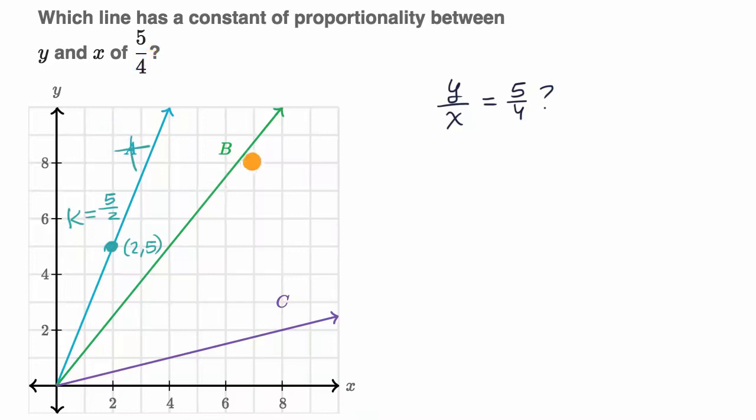All right, let's try B. Okay, B, let me find a point on B. Looks like this is a point on B. That is the point 4, 5. And so in this situation, K would be our y, which is 5, divided by our x, which is 4. So it looks like B is our choice. For kicks, you could also look at the constant of proportionality right over here. Now, there is one interesting example that I just want to touch on before we finish these examples.